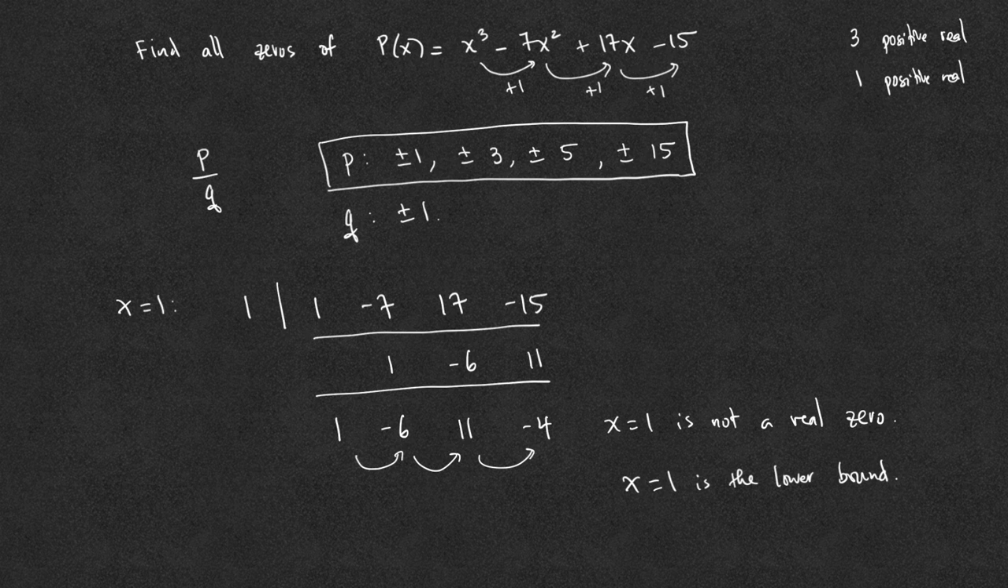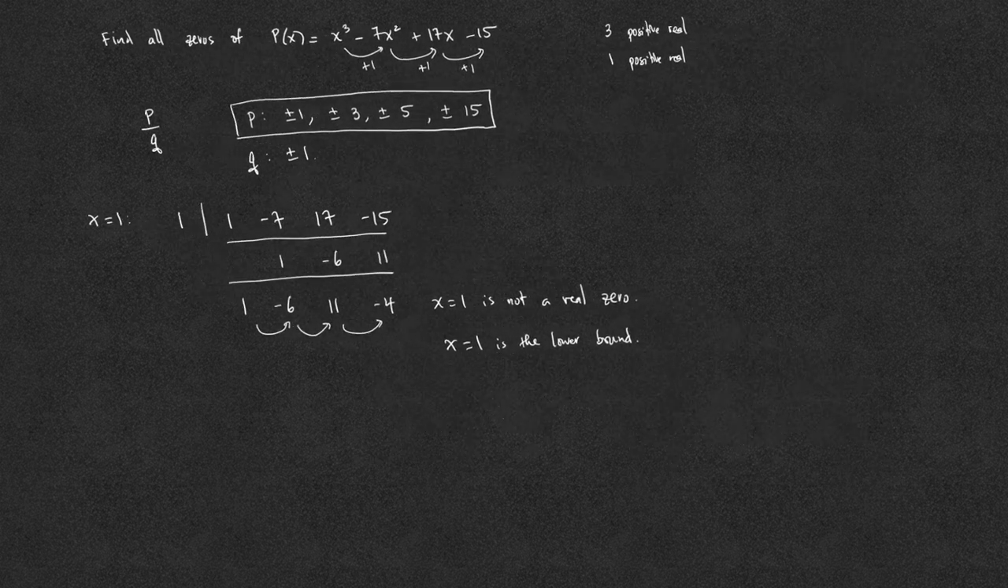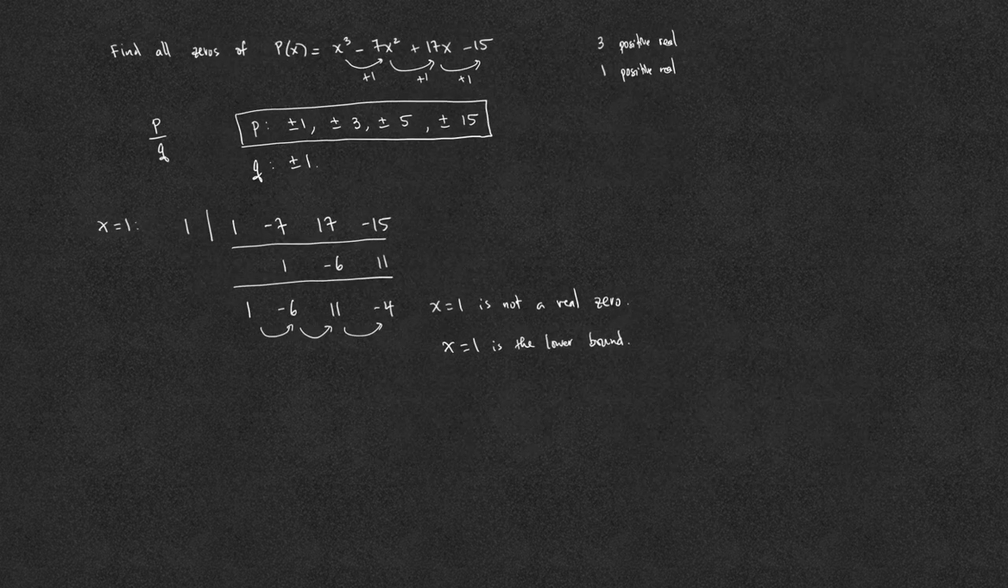This is useful because we don't need to check if x equals negative 1 is a solution. We don't have to check if x equals negative 3 is a real solution, or negative 5 or negative 15, because x equals 1 is the lower bound of any real solutions. This means we simply check the positive possible candidates only.